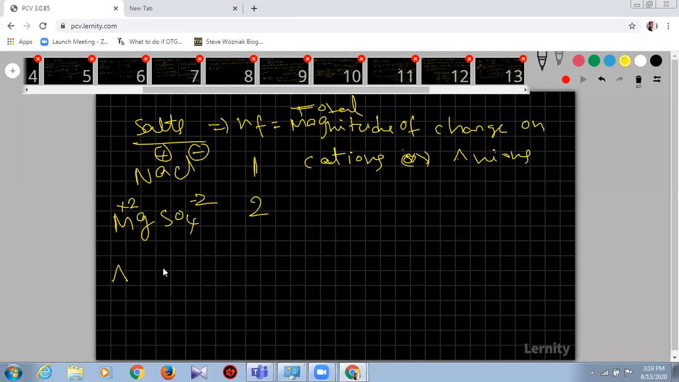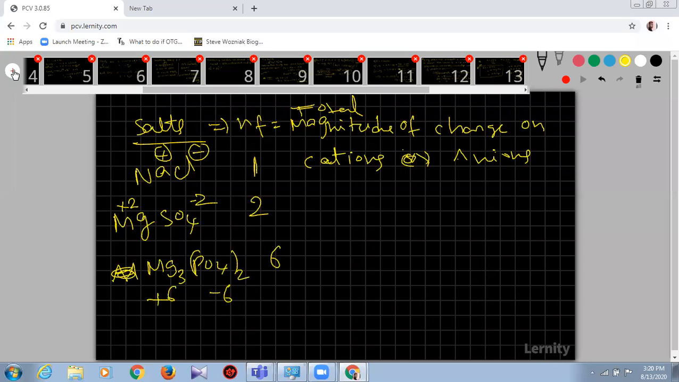Next, we'll take magnesium phosphate, Mg3(PO4)2. This is the formula. 3 magnesiums are there, and each magnesium contains +2, so that is +6. Each phosphate contains -3, and -3 into 2 is -6. What is the n factor here? 6, because the magnitude is 6 here. Got it? So this is the n factor.